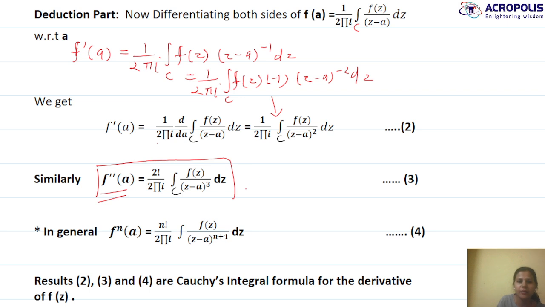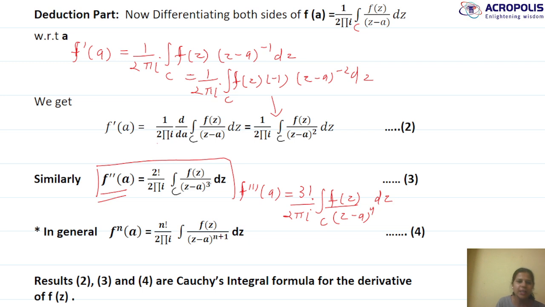Okay, and similarly we can write the third derivative. f triple dash a equals 3 factorial upon 2 pi iota, integration along C of f of z, and in the denominator one power will be increased, that is z minus a to the power 4 dz.